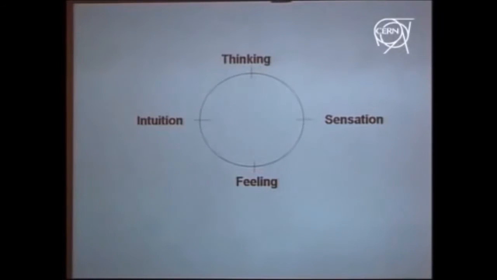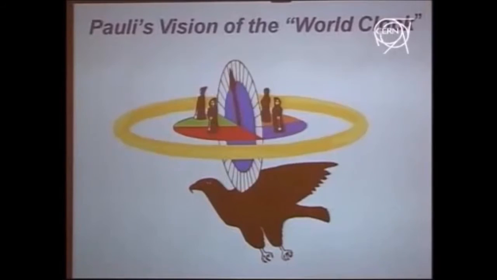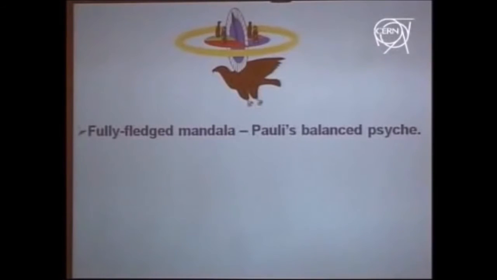So towards the end of it, the end of Pauli's analysis is signaled by him drawing mandalas, some of them skewed mandalas, and finally he comes up with his vision of the world clock. As he wrote, it gave him almost sublime harmony. And it's a complicated, complex mandala, as one would expect from a complex person. I can just say a few words about it. It's a fully fledged mandala.